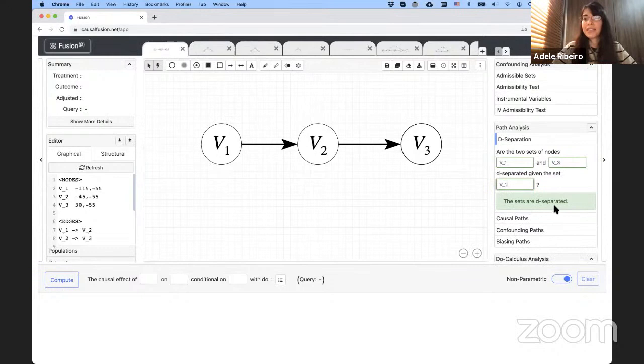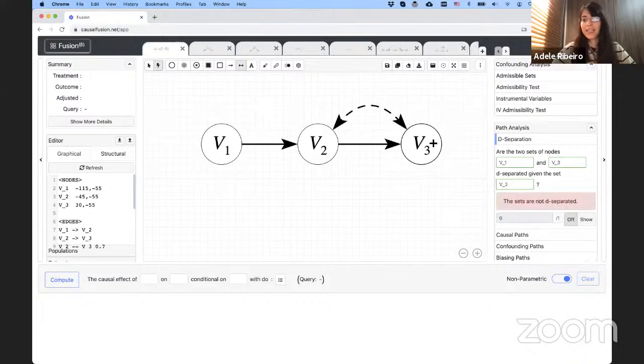I could make this a little bit more complicated, like this case here. In this case, I want to know if V1 and V3 are independent given some set. This is a tricky one because there is this path here that I have to block. That's open, so I have to condition on V2 to block it. But if I condition on V2, I'm opening this other path. So this is a graph where V1 and V3 are not separable by any set. So V1 and V3 are marginally dependent, and also they are dependent given V2.